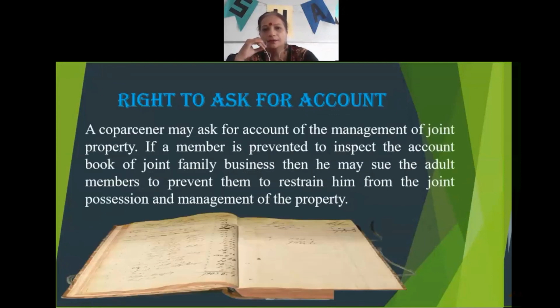Now next is the right to ask for accounts. A coparcener may ask for an account of the management of the joint property. If a member is prevented from inspecting the account book of the joint family business, then he may sue the adult members to restrain them from preventing him from the joint possession and management of the property.